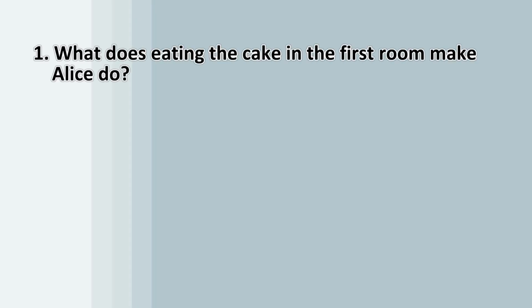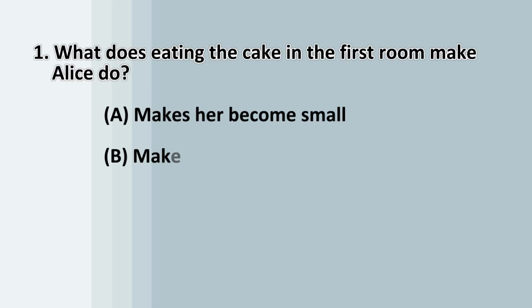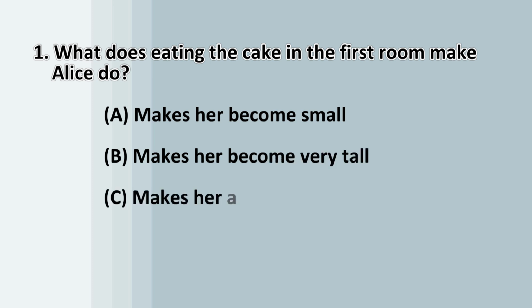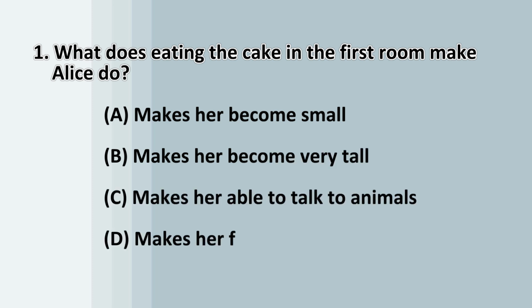And right now we're going to listen to a few comprehension questions about this story. Number 1, what does eating the cake in the first room make Alice do? A, makes her become very small. B, makes her become very tall. C, makes her able to talk to animals. Or D, makes her forget where things are.